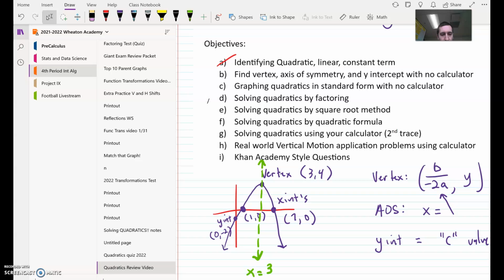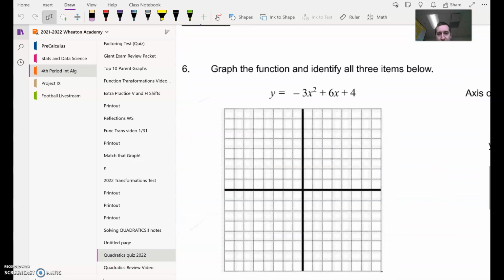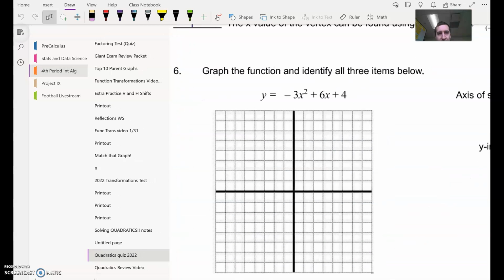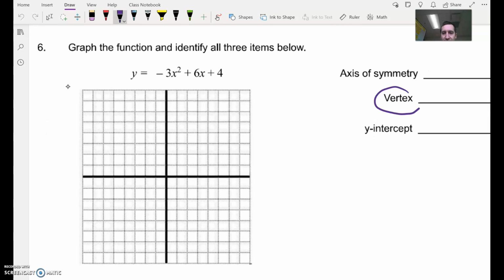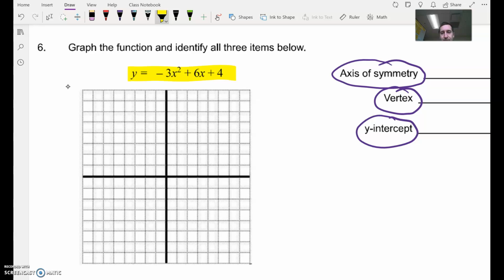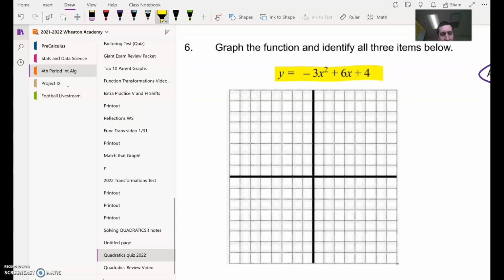If you want to try one, pause the video right here and retry this one on the quiz that almost all of us missed. Try this one. Find your vertex, find your axis of symmetry, find your y-intercept, and then make it happen on the graph, okay, using this equation right there. Pause the video and try that if you want. All right, back to review.